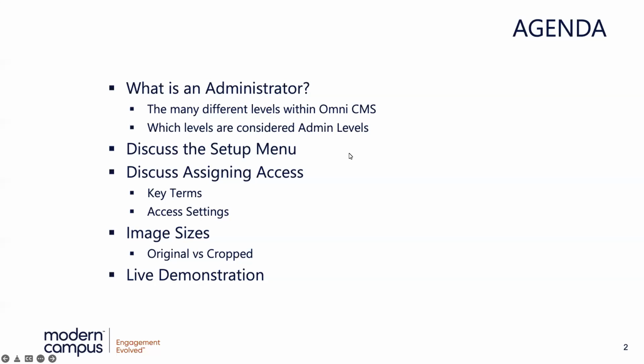All right, with that, let's go ahead and go over our agenda. So what is an administrator? We're going to talk about the different levels of users within Omni CMS and which of those levels are considered admin. We're going to talk about the entire setup menu, assigning access and some key terms with that. We're going to get a little bit of a preview of what the access settings menu looks like as well. We're going to cover a concept around image sizes, which deals with creating image size sets that you can apply to your entire site or given sections, as well as go into the live demonstration in the platform itself.